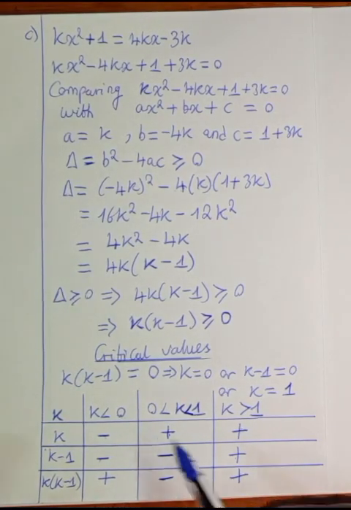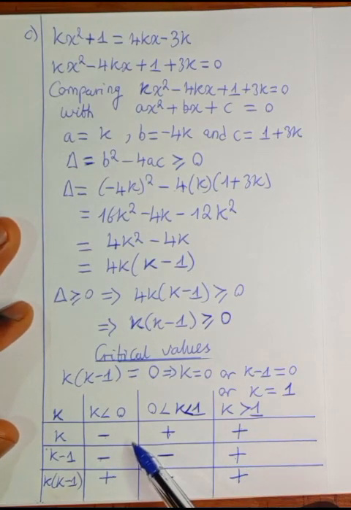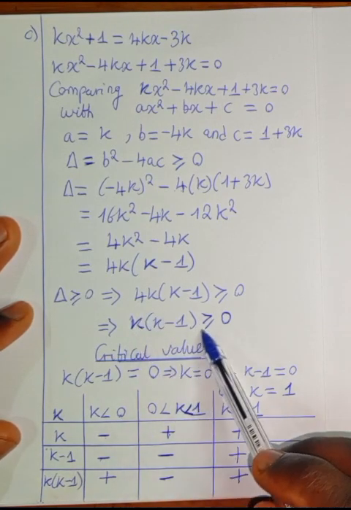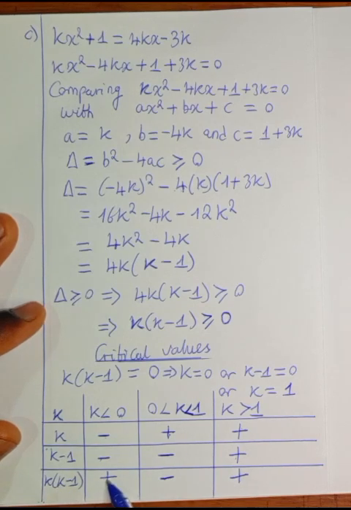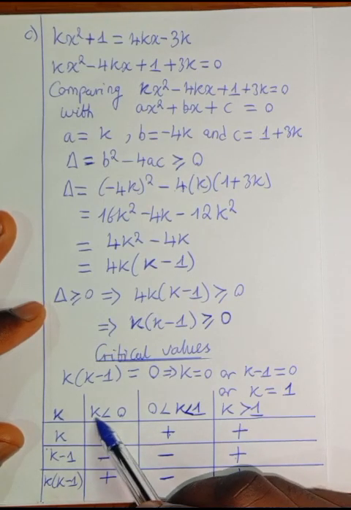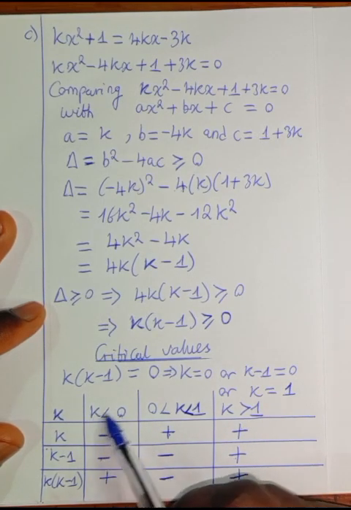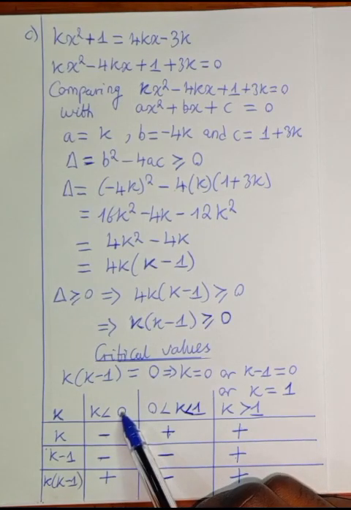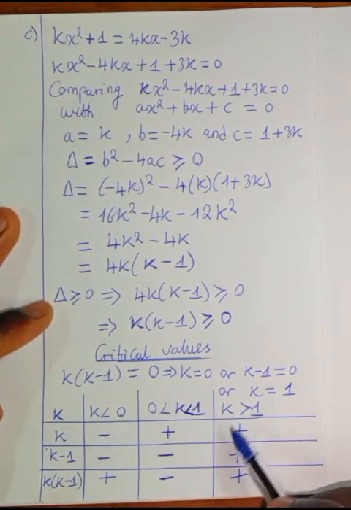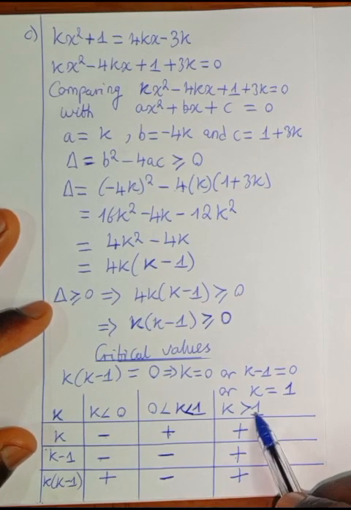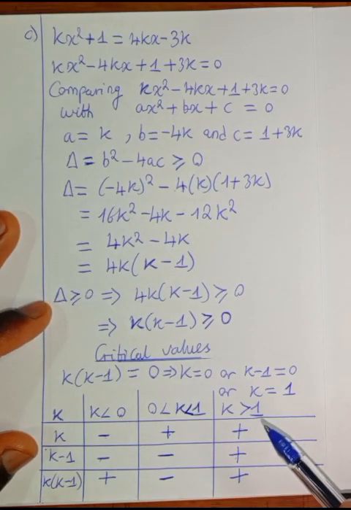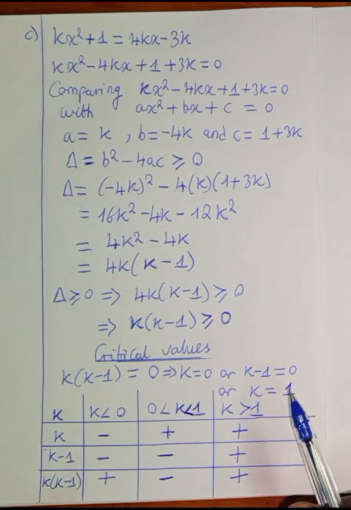So looking at the sign table, the required range of values of k for k times k minus 1 to be greater than or equal to 0 will simply be, here we have positive for the product, positive for the product. So the required ranges of values will simply be k less than or equal to 0, because when k is equal to 0, it's also true, or k greater than or equal to 1. When k is equal to 1, you have 0 too, which is also true. When it is equal to 0, the roots will be repeated.